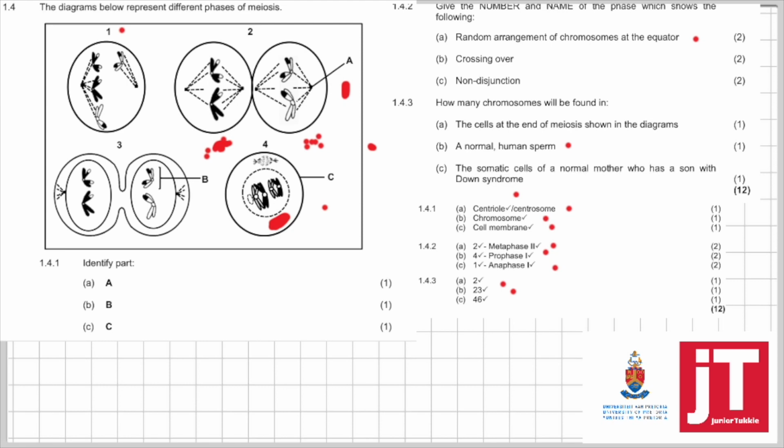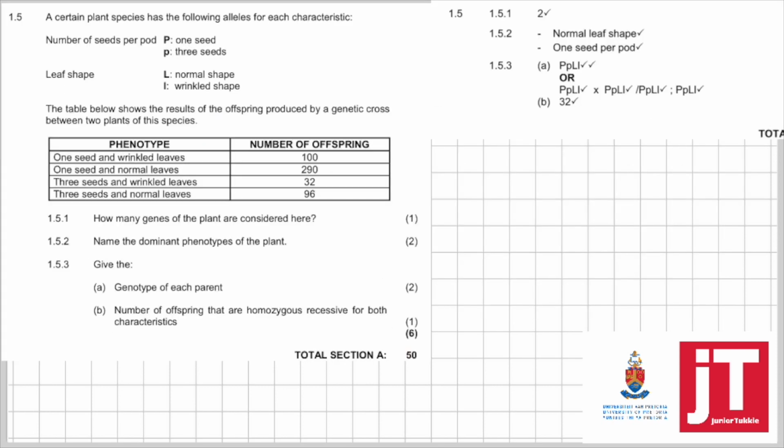And a somatic cell of a normal father who has a son with Down syndrome, and a normal mother: somatic cells have both the chromosomes from the maternal and paternal sides, or from the mother and the father, so 46 chromosomes. Right, not too bad. But this is still section A, question 1, so it can be quite easy.